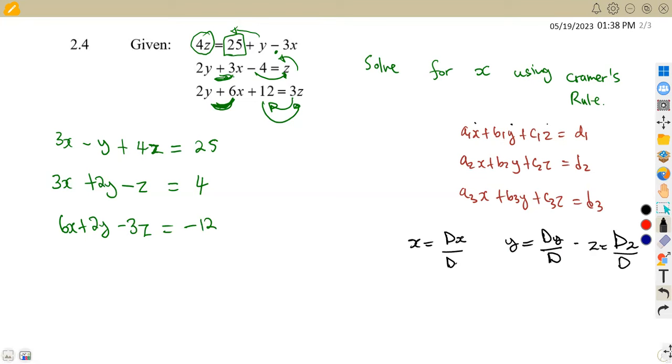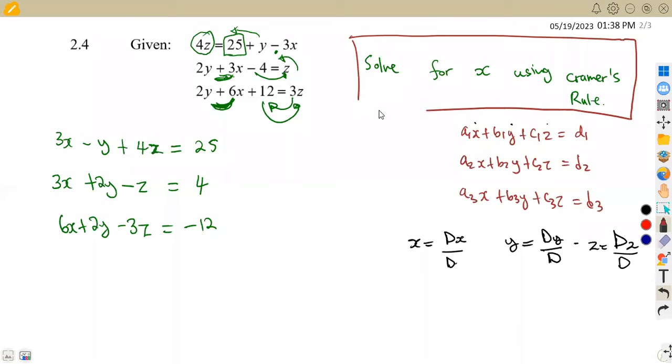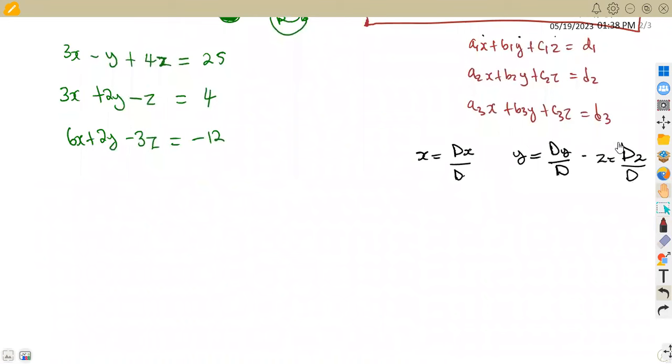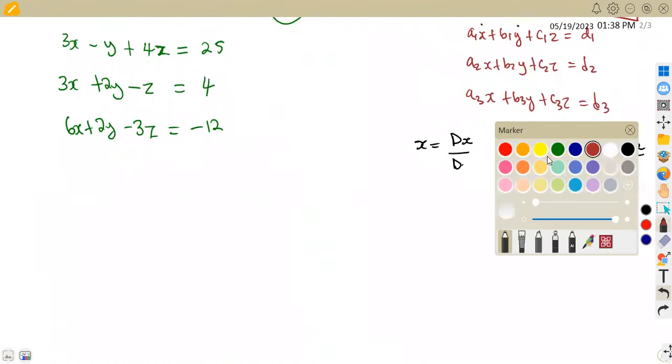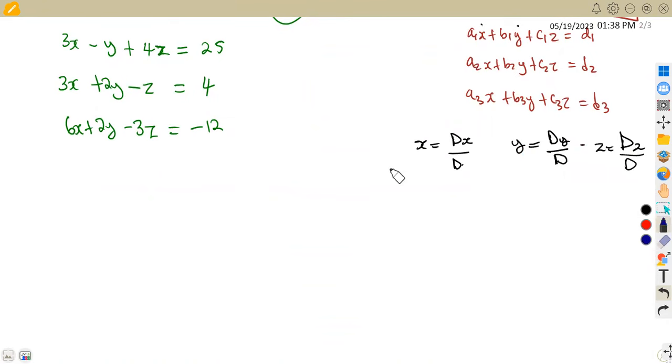Since the question is asking us to solve for X, I'm going to be focusing on X. But with the same idea, you can calculate Y and Z. So what I want you to do is to try and calculate Y and Z using the same method that I'm going to use to solve for X. All right, so how do I go about it? Just like for the two unknown values that we had, in order for you to have the determinant with respect to X, let me just write it here, you are going to close the part where there is X.